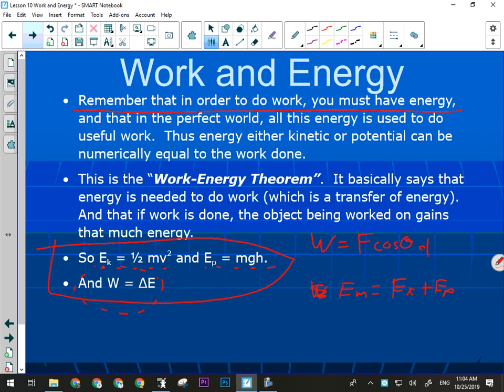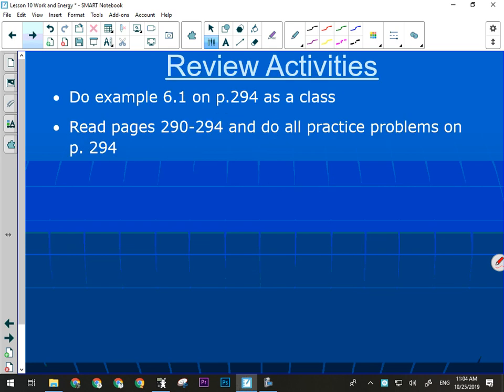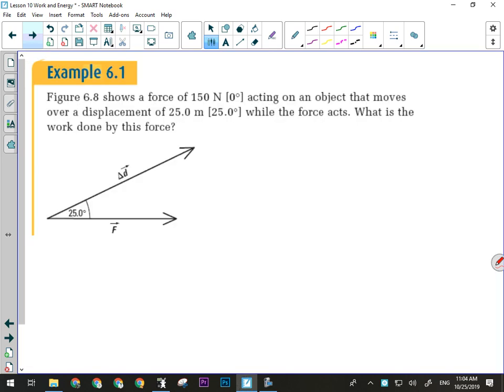Questions on that? Is that ringing a bell a little bit from Science 10? Anyone still need that? All right, so we're going to go over a few examples here, but not that one.